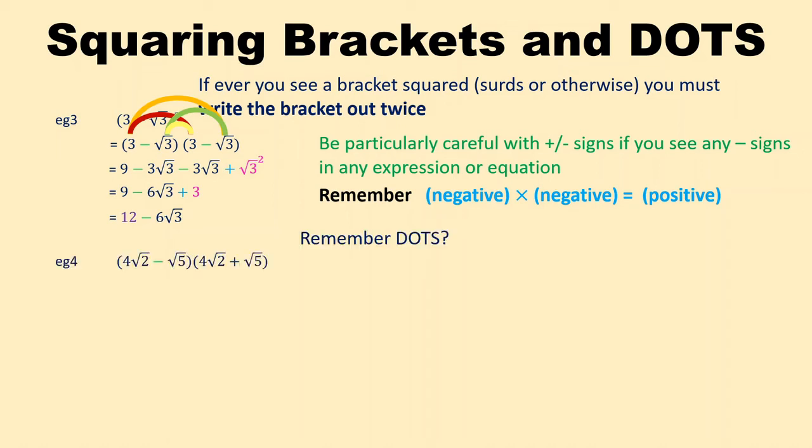Next, remember DOTS? Hopefully you noticed something special about these brackets. We're about to find out what it is. As usual, let's multiply the first term by the first term. So 4 root 2 times 4 root 2. Rational times rational, 4 times 4 gives us 16. And irrational times irrational, root 2 times root 2 gives us root 2 squared.